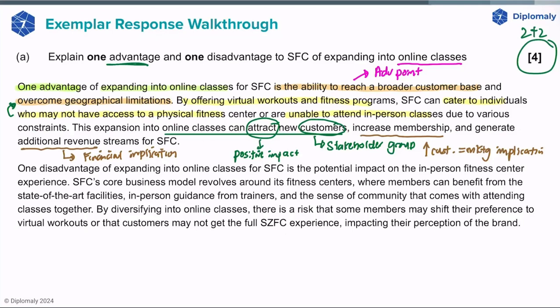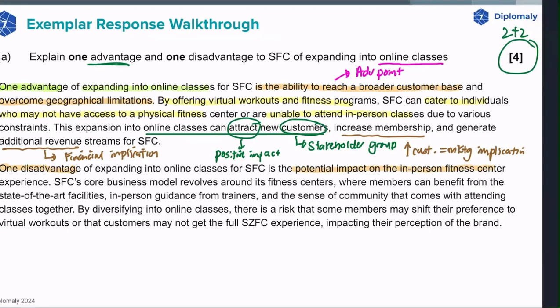If you take a look at the second paragraph, it starts off with the disadvantage. So again, very clear, conveying to the examiner that I'm telling you about the disadvantage point. And the disadvantage point here is that if SFC were to expand to online classes, this will have a potential impact on in-person fitness center experience.